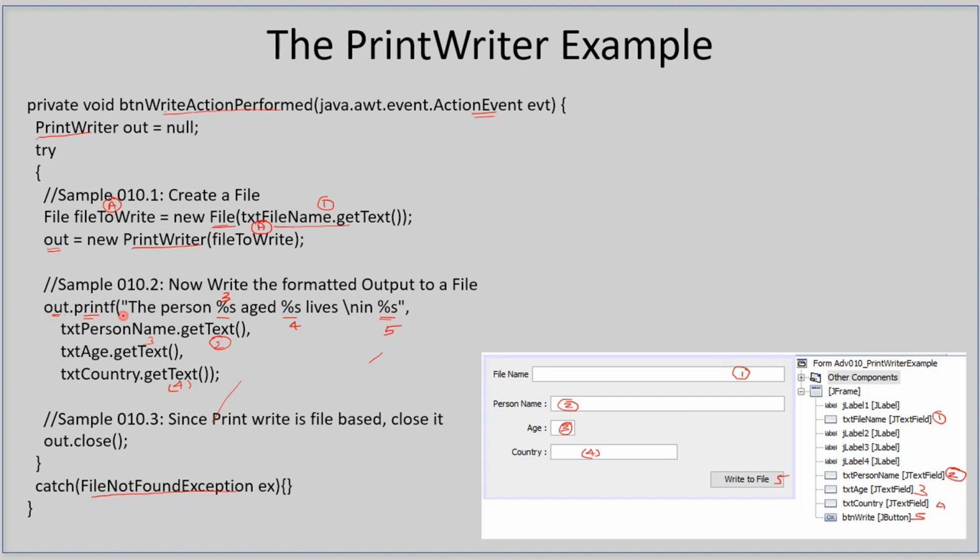Alright, after writing this formatted input, we close our PrintWriter, that means the writer stream. So in the text file you will see the person, whatever you type, aged, the person, that's 2 here, 3 and 4. So all this stuff gets substituted. Now we will go to NetBeans IDE and we will design this form.